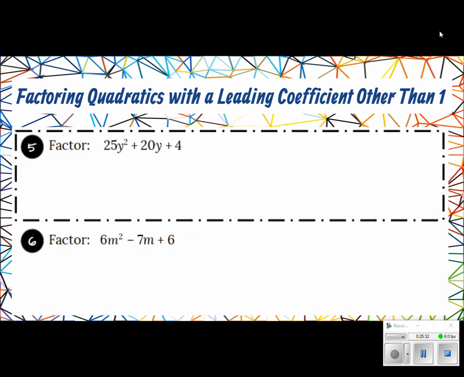Let's do another one. All right, so number 5. Is there a greatest common factor? There's not. You want one, right? 25 and 20, even 20 and 4, they have a greatest common factor. But all 3 terms, nope. No greatest common factor. So we're ready for slide and divide.